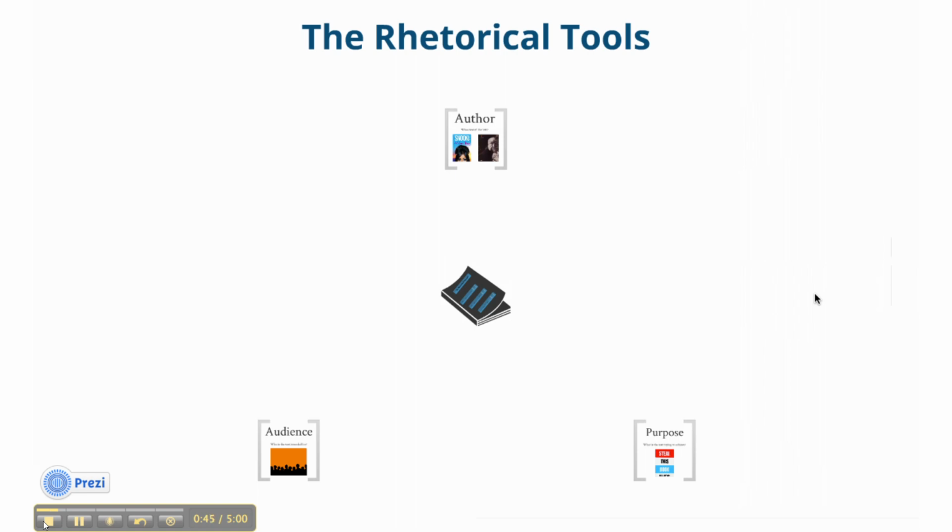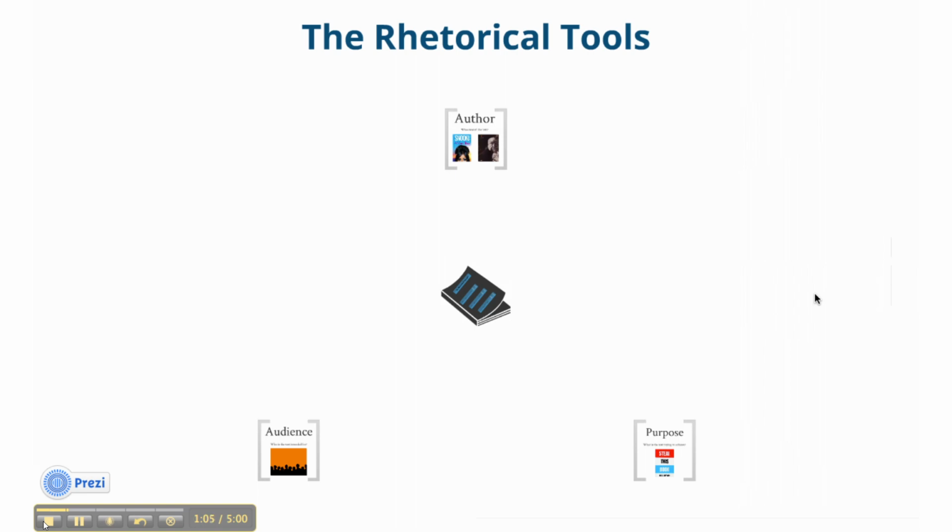The second concept is rhetoric. And rhetoric is the ability to use language in order to persuade. That's the simple definition, but it's going to be all that we really need in this first unit.